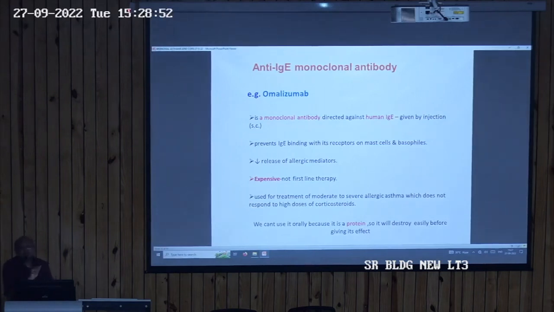of omalizumab. So this is a monoclonal antibody directed against human IgE, and it is going to prevent IgE binding with its receptor on the mast cells. Then it decreases the release of allergic mediators. So expensive, so it is not the first line of drug, and it is always given subcutaneously because it itself is a protein, and when you give it orally it becomes ineffective, it gets digested.